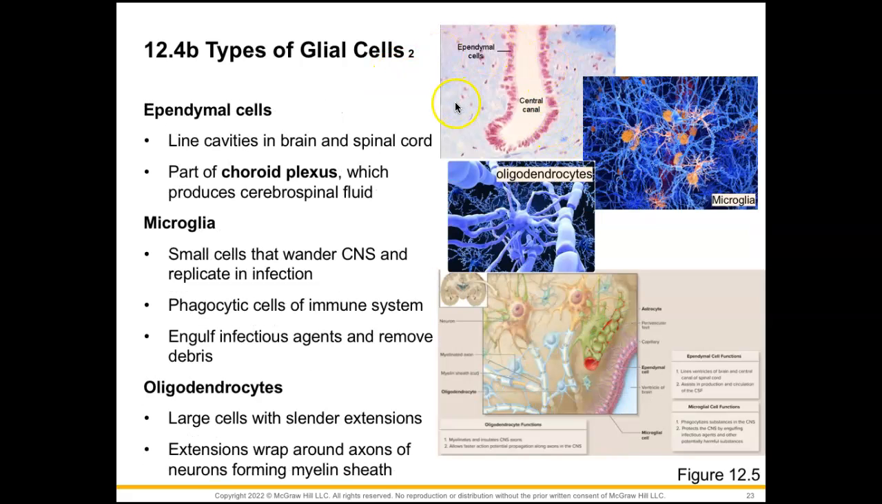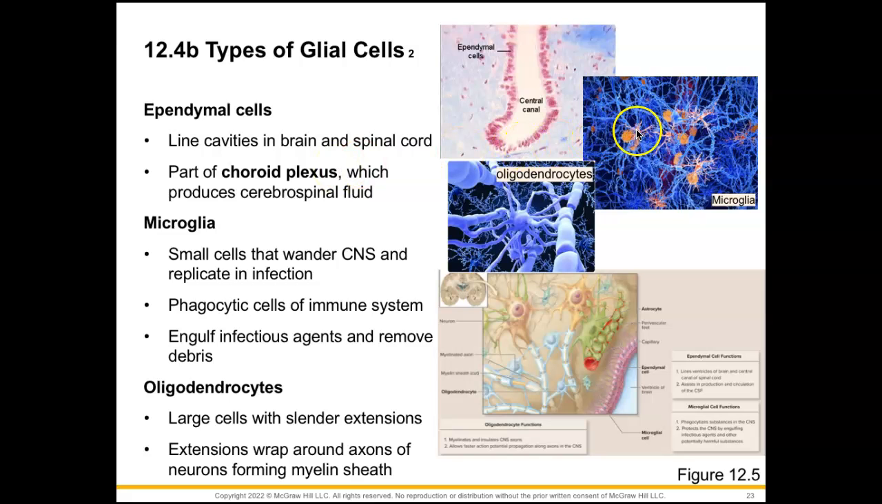Now let's take a look at our other cells that we find within the central nervous system. So this is going to make 4 total glial cells for our central nervous system: those astrocytes we just talked about, then we'll talk about our ependymal cells, microglia, and oligodendrocytes. So our ependymal cells, pictured over here, are going to help to line cavities within the brain and spinal cord. When I talk about cavities, I am talking about ventricles, which we will discuss more in chapter 13. They are going to serve as a part of the choroid plexus that we find within the ventricle, which is responsible for producing cerebrospinal fluid.